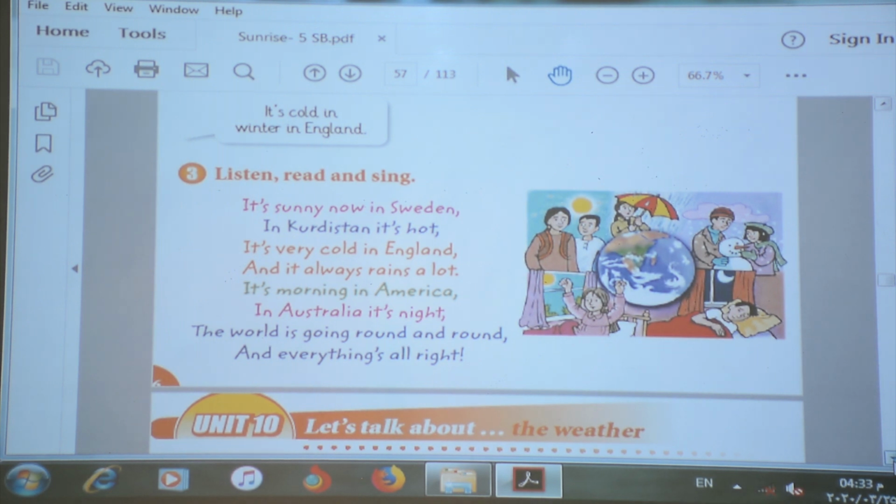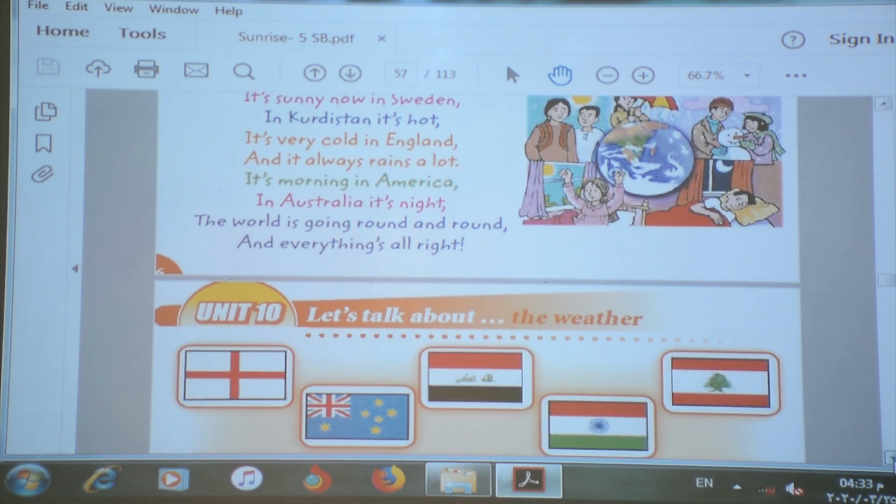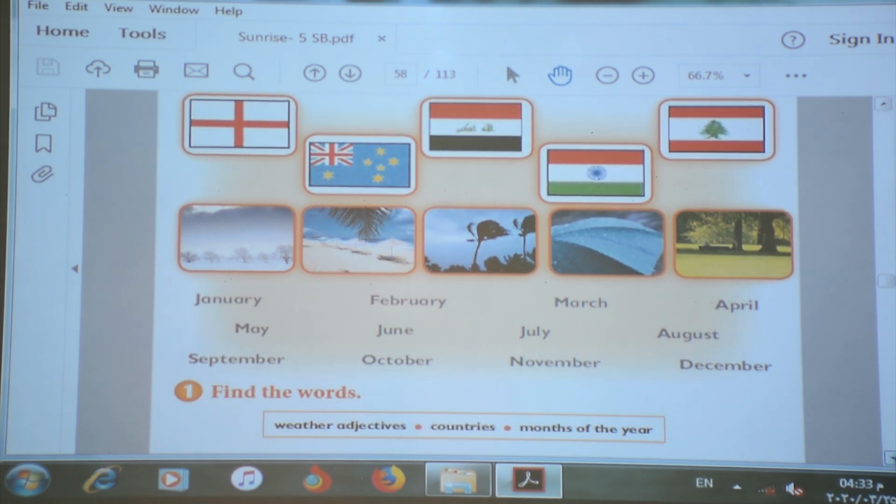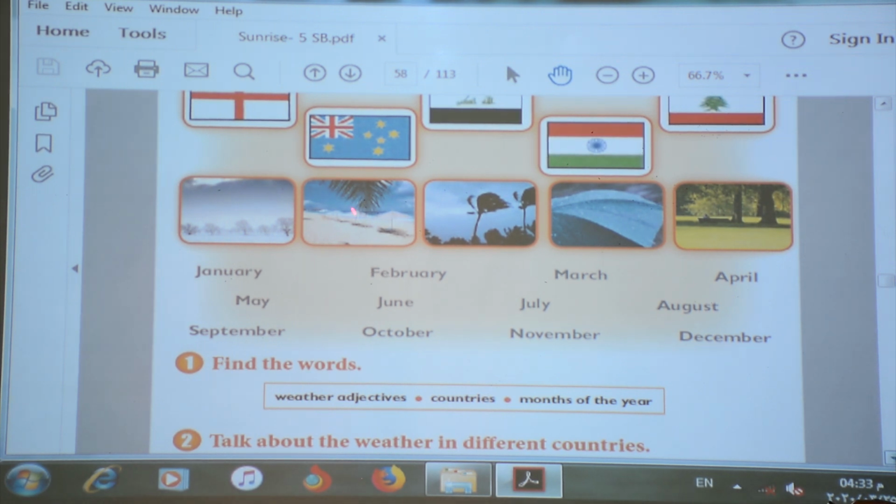This is a song about weather and the countries. Weather of country. If you look at unit 10, it describes some weather and different types of weather. And we have names of months. This is for country, describe the weather for the country. And this is the weather. Okay, we have different types of weather, and we have the names of the months of the year. The first one is January, February, March, April, May, June, July, August, September, October, November, December. Okay, and now we have weather adjectives, countries and months of the year.